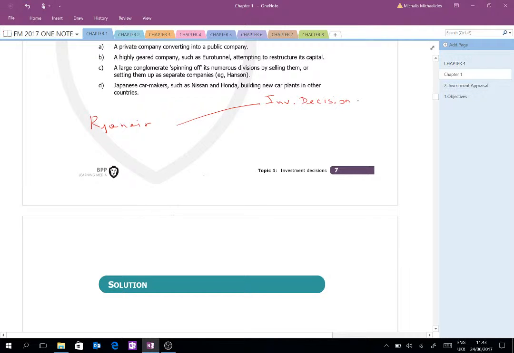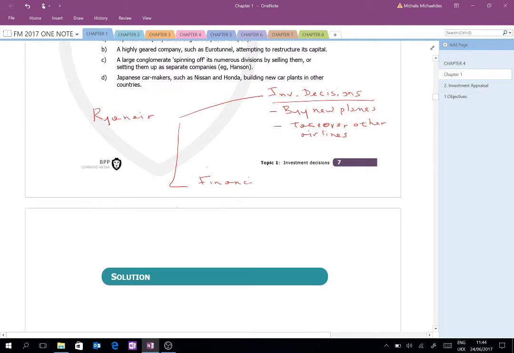Since the decision here was to expand, either the business had to buy new planes, right? Or the business had to take over other businesses, other airlines. Of course, you can realize that these types of decisions would make the business need money, financing. So the question was, okay, from where are we going to get this finance? And of course, this resulted in looking at the financing decision.